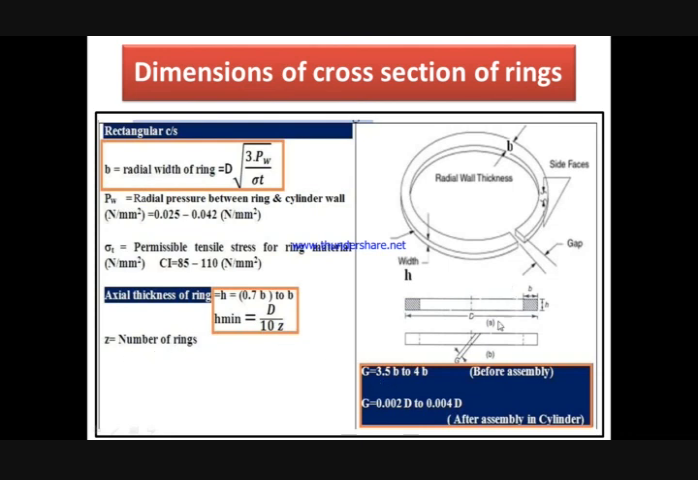And next, before assembly, that means before this ring is fixed on the piston, its gap is given by 3.5 B to 4 B.